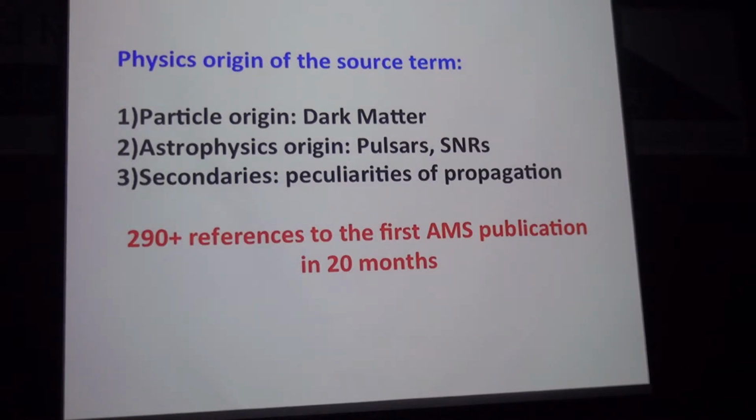So this result has been published since last year, and up to now about 300 theoretical or modeling papers have been published. Mainly there are 3 explanations of this cosmic ray feature, including particle origin, for example, dark matter, maybe astrophysics origin, for example, pulsars and supernova remnants, and there are also papers claiming that this feature can come simply from secondary particles from cosmic ray protons during propagation.